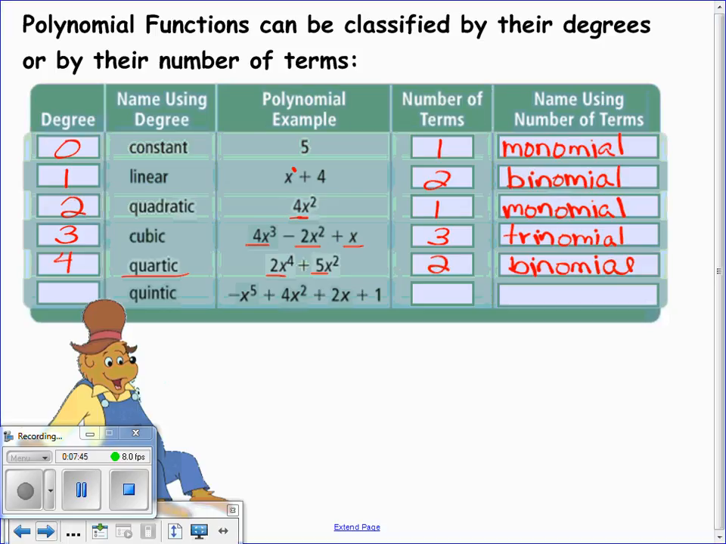All right, and then the last one up there, x to the 5th, is quintic. Quintic. Think of quintuplets. You guys heard of quintuplets? Or quincy? I don't know how thinking of quincy reminds you of 5.